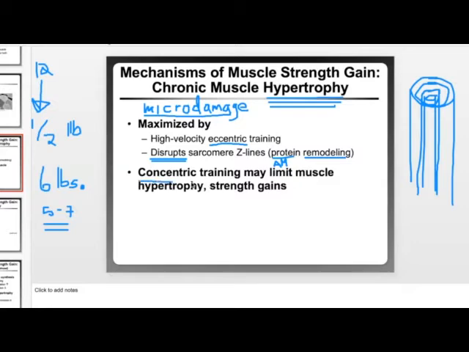There's even research that suggests that typical concentric training, regular bicep curls, all right, against the direction of gravity, bicep curls in this direction here, actually might limit strength gains and hypertrophy. So make sure that your clients, or that you, work on your negatives.